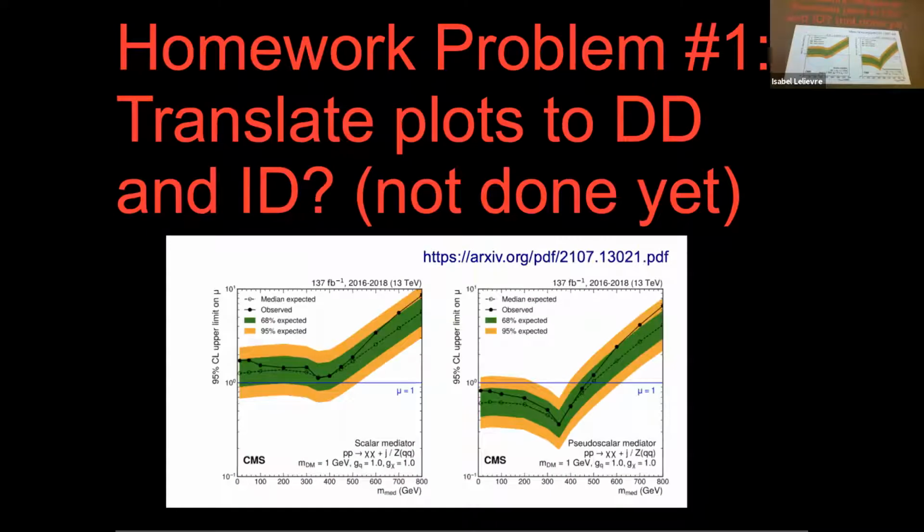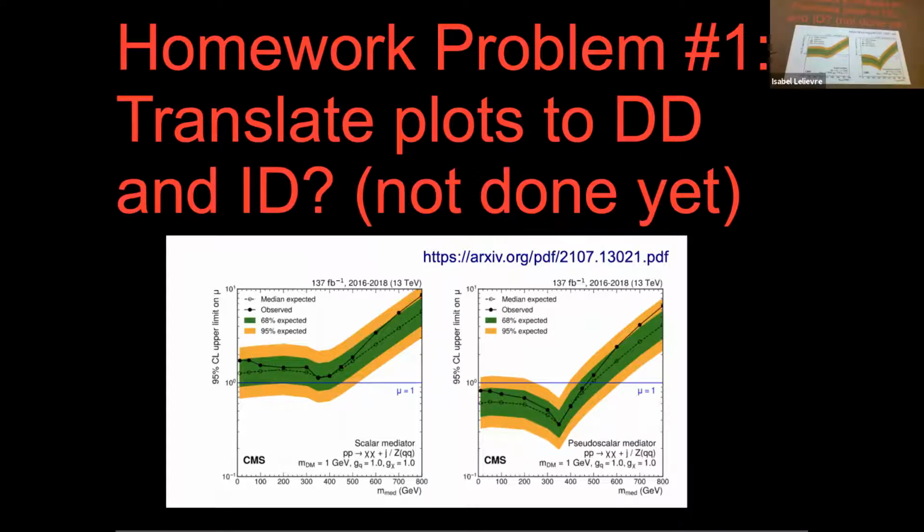Okay. Oh, yeah, and actually I did have one problem I was thinking would be a good exercise to understand all of these things. This actually hasn't been done yet. You can take the most recent bounds from CMS, ATLAS has the same, and try to translate these for scalar and pseudoscalar, and try to translate these plots to the direct detection and indirect detection. So you can go to this result here, download these plots, digitize them, and then translate them. That would be a very useful exercise to understand the interplay between direct detection, indirect detection, and the mediator models.